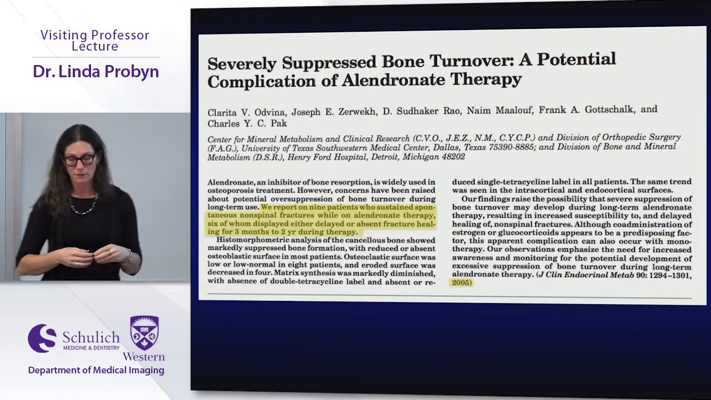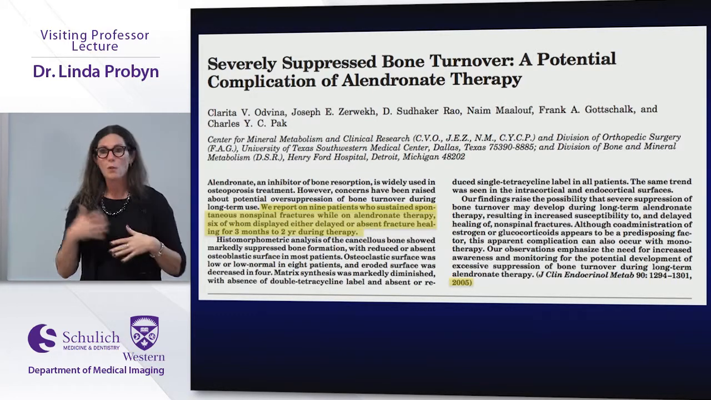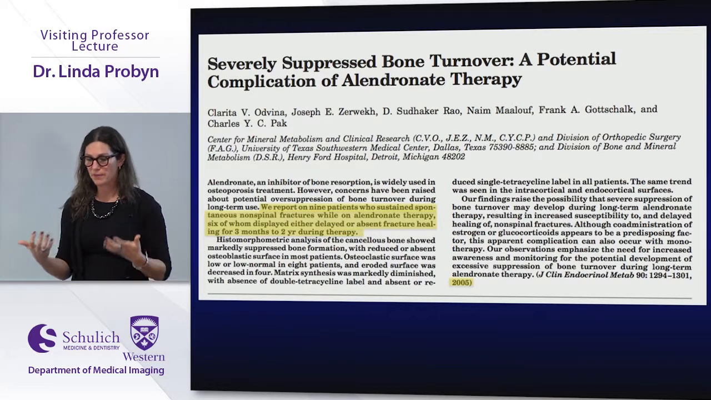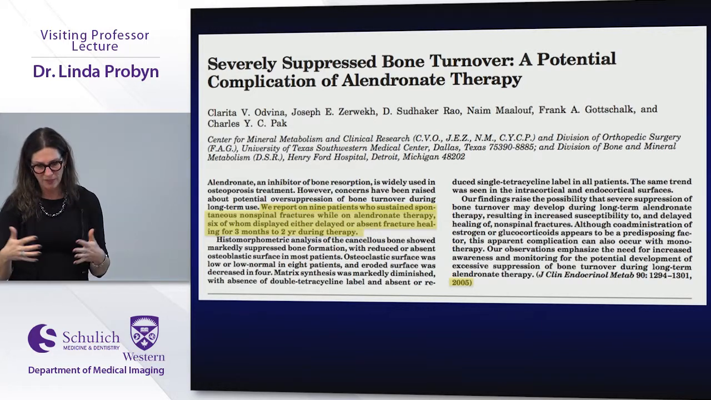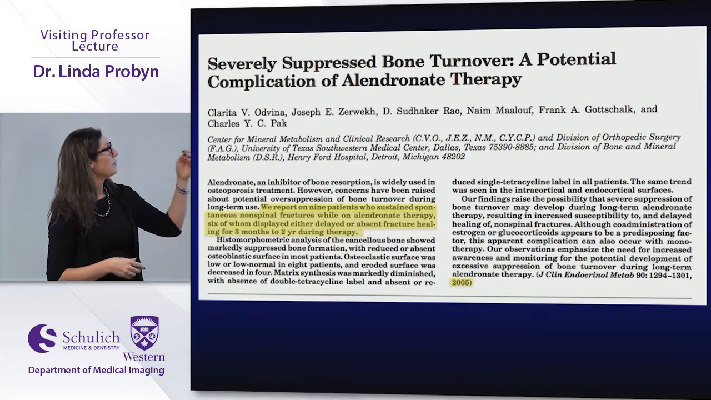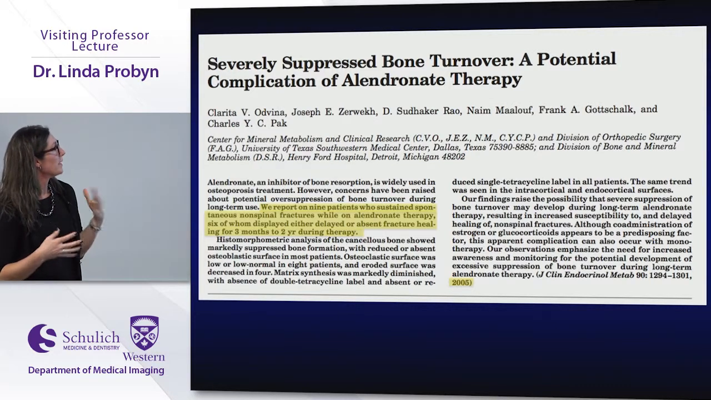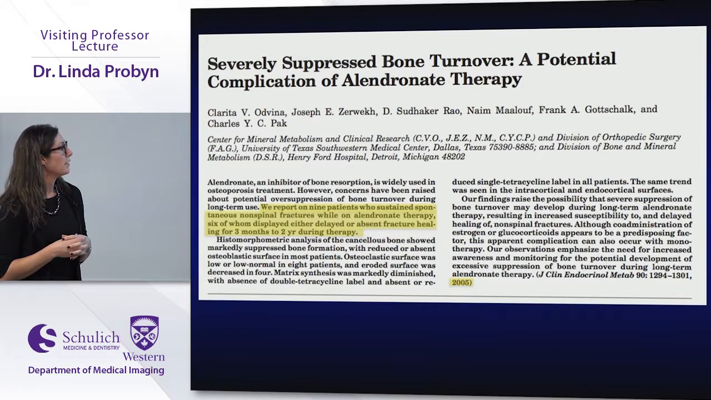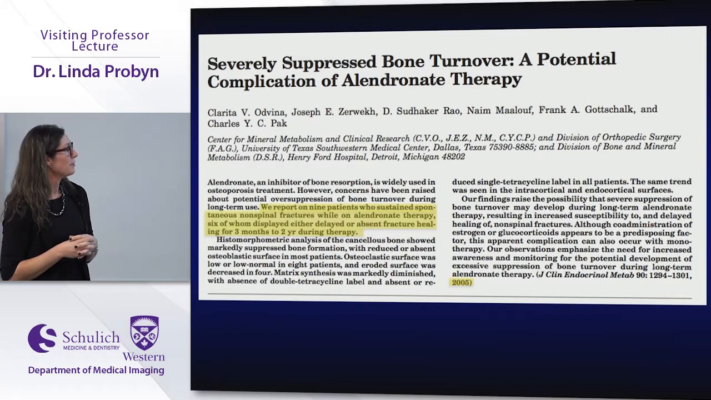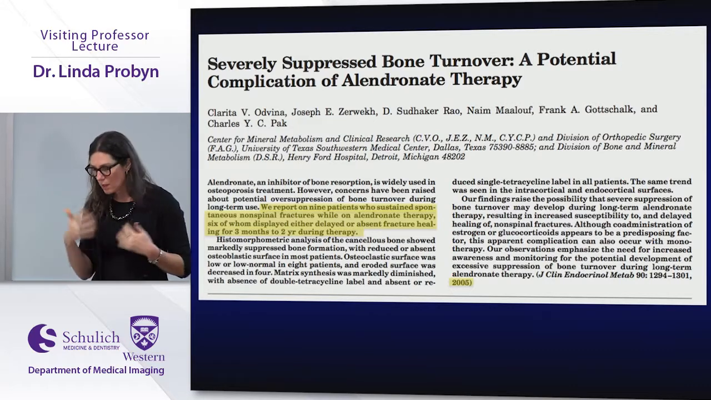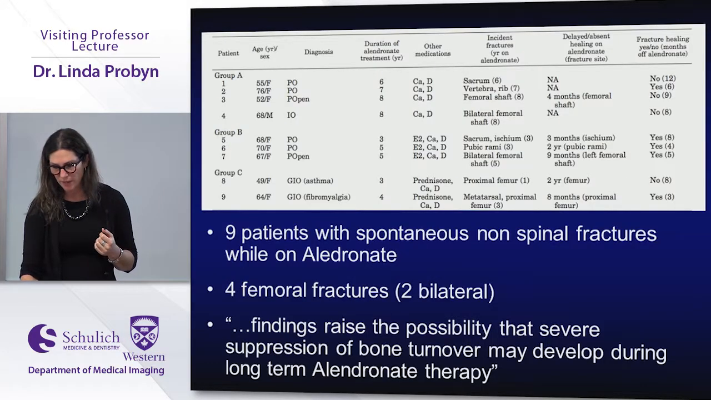And in fact, 2005, I don't know if you can see in the bottom there, was when this started to really come to light that there was a problem or something was going on. So this paper here, severely suppressed bone turnover, a potential complication of alendronate therapy. So just in the highlight there, we report 9 patients who sustained spontaneous non-spinal fractures while on alendronate therapy, 6 of whom displayed either delayed or absent fracture healing for 3 months to 2 years during therapy. So that was a report, first one of 9 patients.